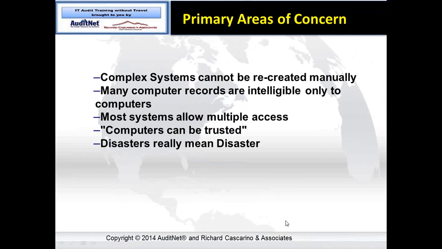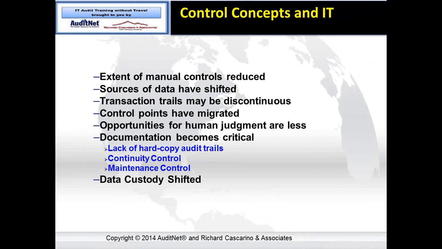So looking at it from that perspective, there's an old saying, to err is human. To really mess it up, you need a computer. And when we talk about disasters in computers, we really mean disasters. If this thing doesn't work and work properly, this is life-threatening to the organization. This can put your company out of business. If we look at the control concepts in IT, the extent of manual controls are reduced. They're not gone, but they're reduced. Many of them have migrated inside the box, or not.